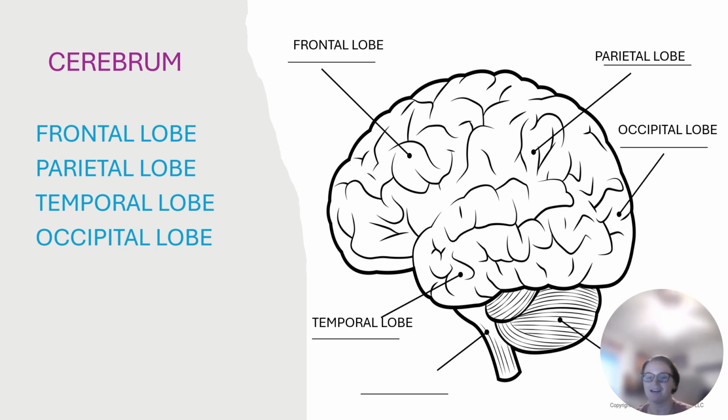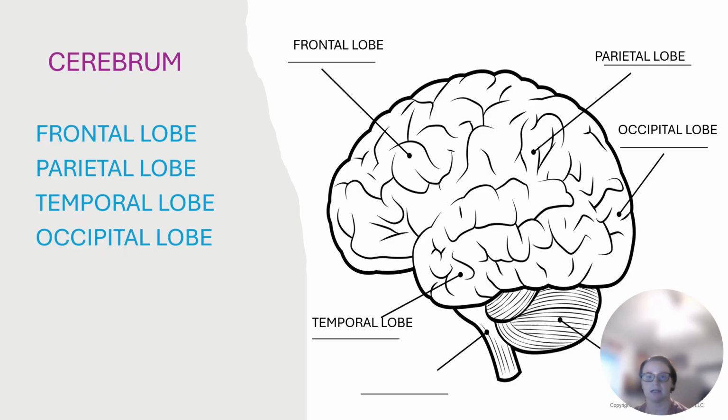Hello everyone, I'm Jenna Reese and I'm going to be going over the parts of the brain and their subparts and the functions. So first we have the cerebrum, as you can see on the diagram that's illustrated on your screen. And the cerebrum is the largest part of the brain and it is also divided into two hemispheres, the left and the right.